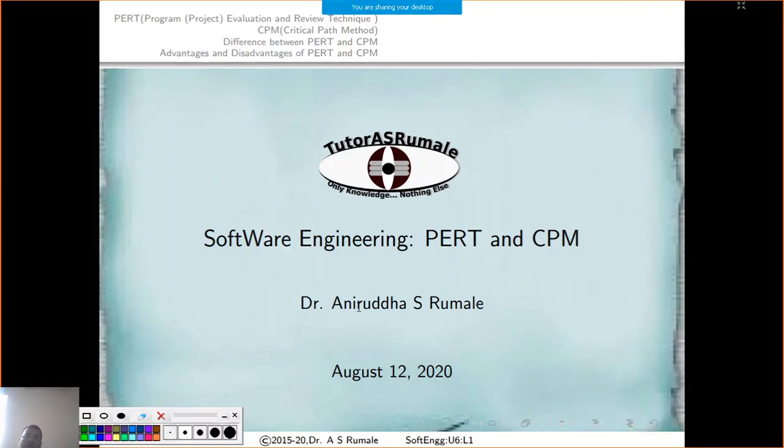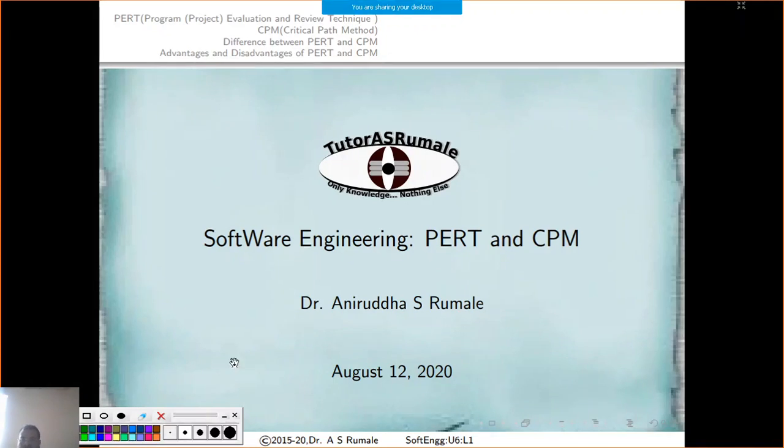So PERT has two long forms. One is, nowadays due to software engineering, program evaluation and review technique, but its original name is project evaluation and review technique. CPM is critical path method. PERT was designed, or invented, or created by the US Navy for Navy SEAL operations, the commando operations they generally do.